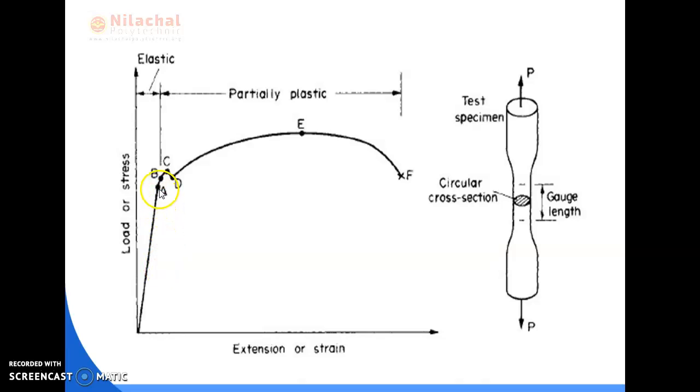This means that if you remove the load at point A, the material can regain its original shape and size. Now, after point A, the deformation of the material is permanent, that is, the material cannot regain its original size and shape. This is a permanent deformation, also known as the plastic zone.